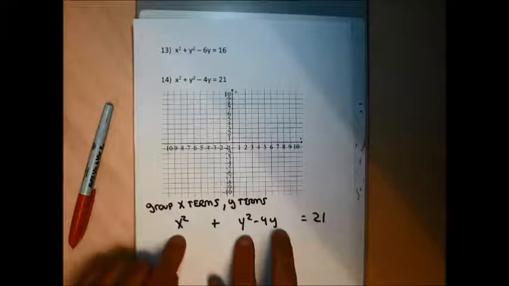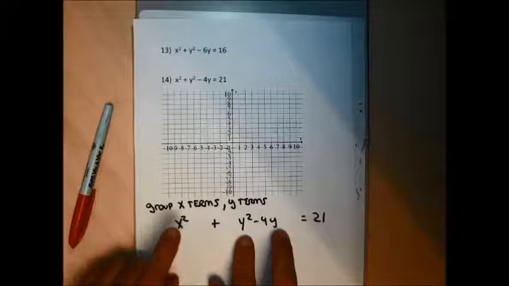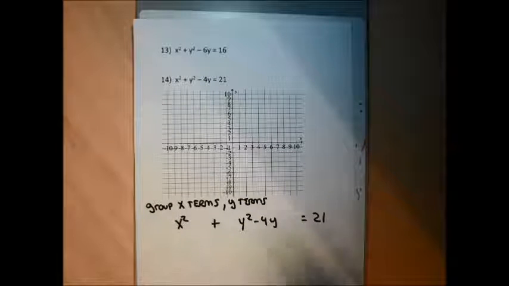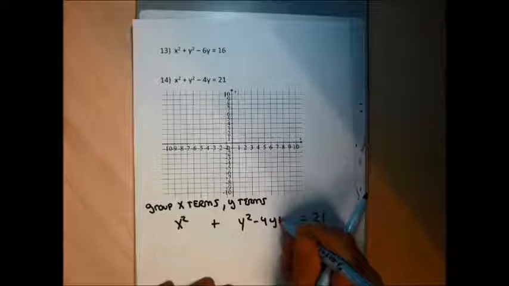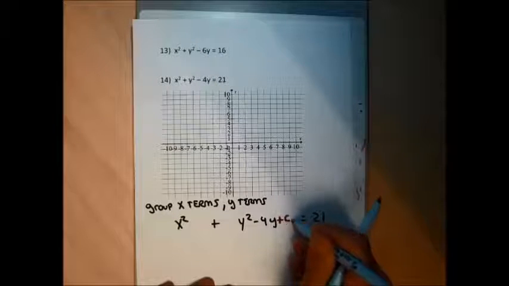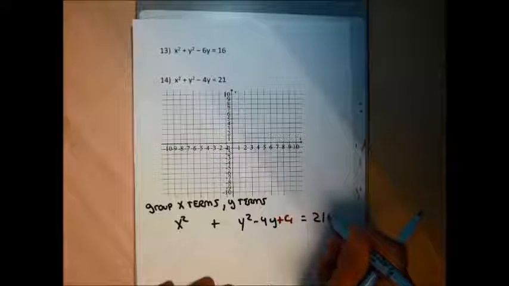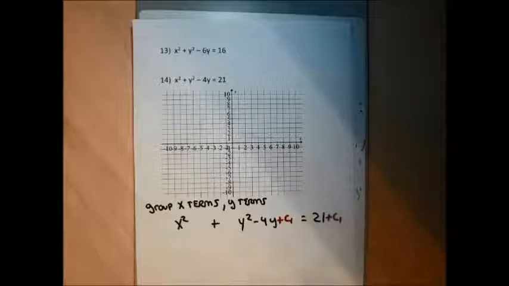The x's, because there's only one x, I don't need to do anything to improve upon it. I'm going to leave it alone. And in my first step, I'm going to add, I could call it C2, but I'm not going to call it C2, I'll call it C1 because it's the first, C1 being the first number I'm adding. I'm going to add that to both sides.